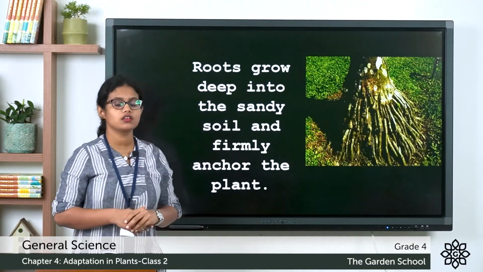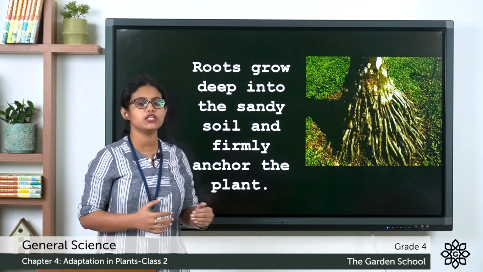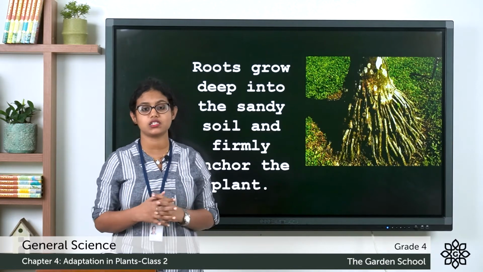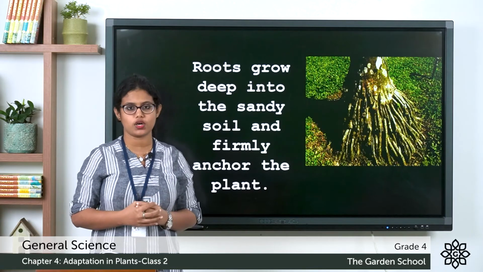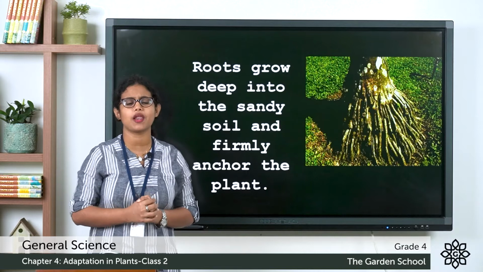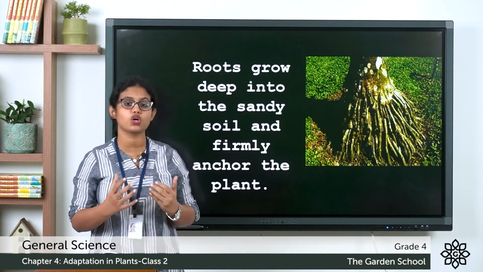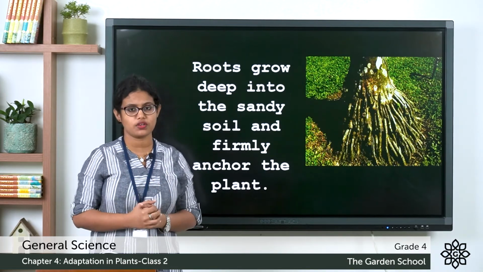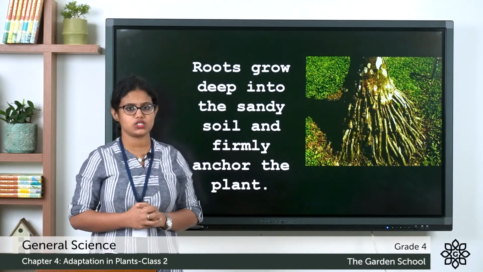The second thing is the root. So coconut trees have roots which are deep into the sandy soil. So in coastal regions we can see sandy soil. So their roots are deep into the sandy soil. And these roots hold the plant tightly to the soil and prevent the plant from being washed away at the time of strong wind and heavy rainfall.